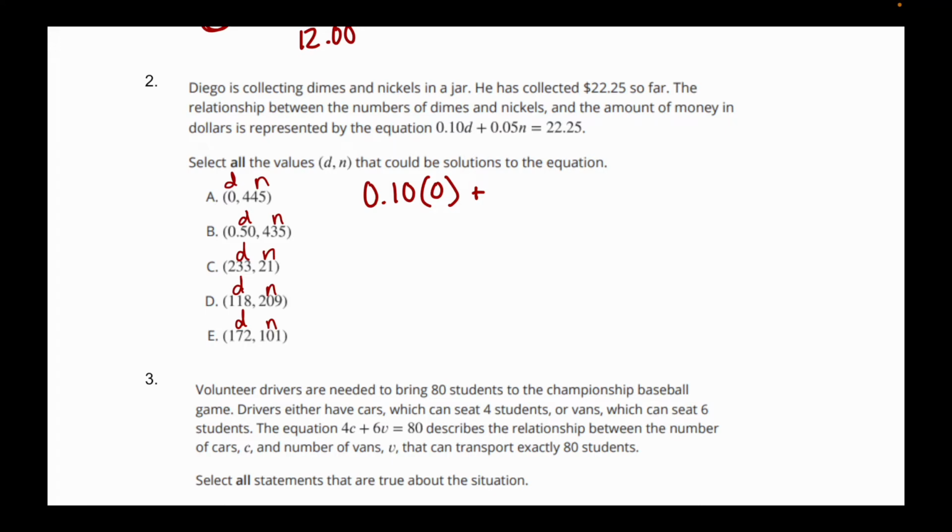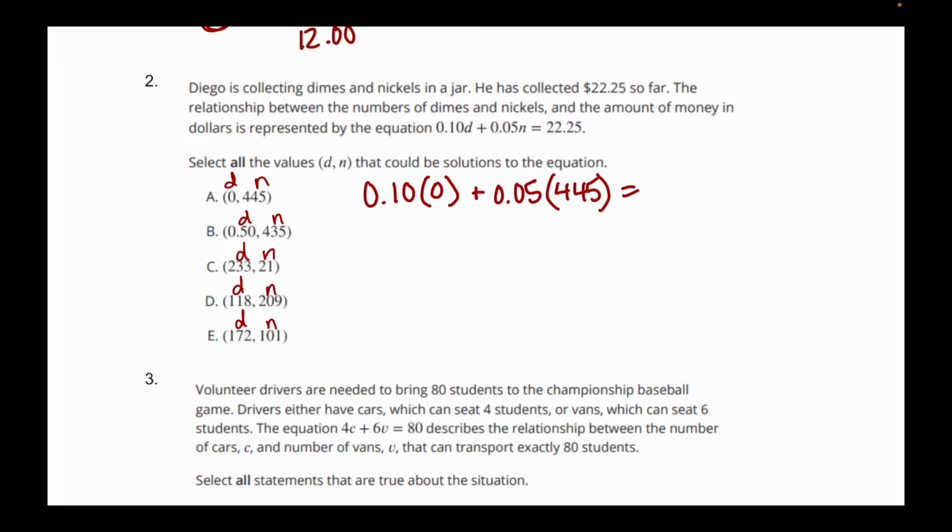So if I plug in, I'm just going to show the work for this first one, and then I will tell you whether or not these answers actually come out to work, because once you see me plug one pair of numbers in, you don't need to see me do it 4 more times. So then this would be 0.05 times that 445, and we want to see if this works.